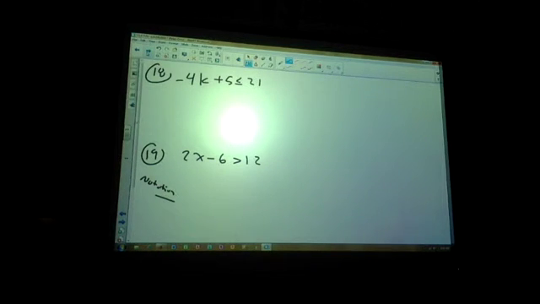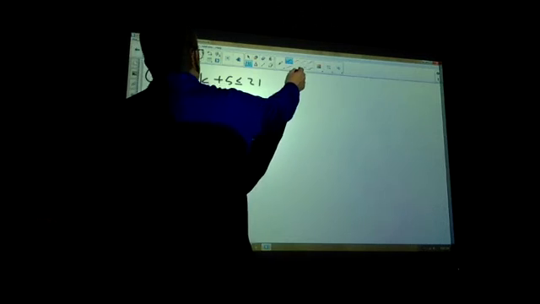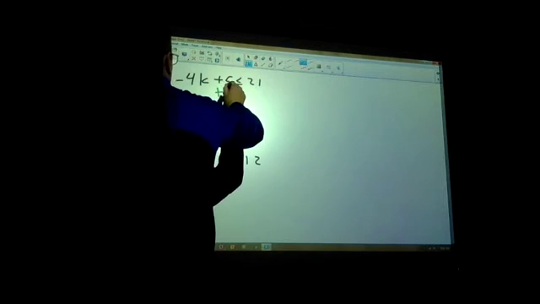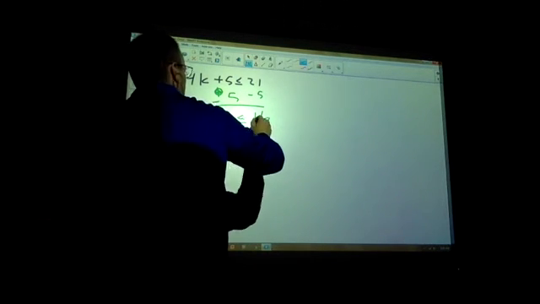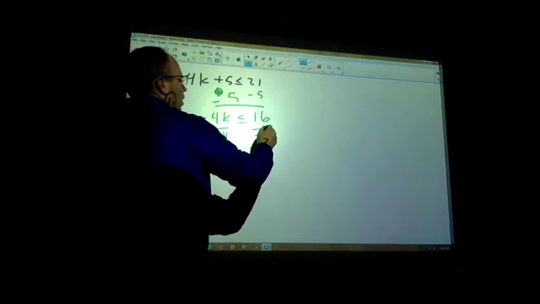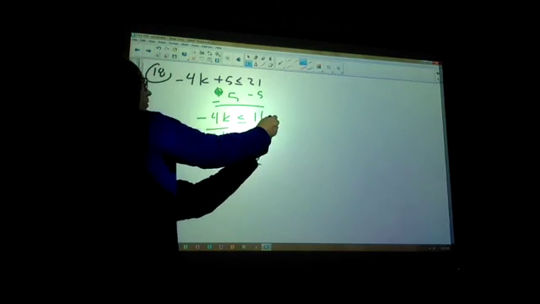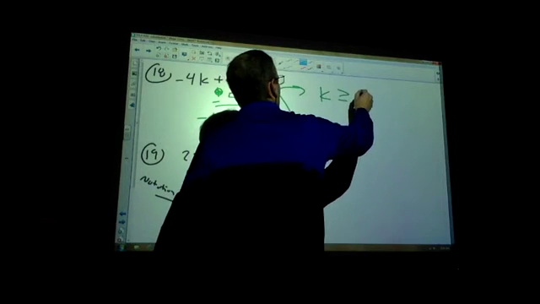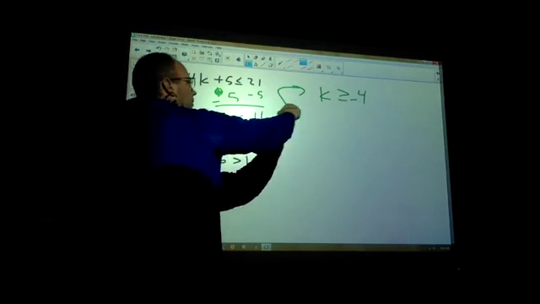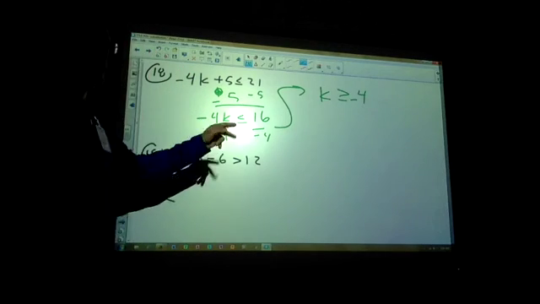Okay, so problem number 18. We want to put it on a number line. Is that correct? Yes. It's multiple choice on the number line. All right, so I want to solve number 18. I want to get k by itself, so I need to subtract 5 from both sides. So I get negative 4k is less than or equal to 16. Divide everything by negative 4. If I divide by negative, what happens to the sign? Flips it over, right? So take a look at how that sign flipped from here to here. It's because I had actually divided by negative.